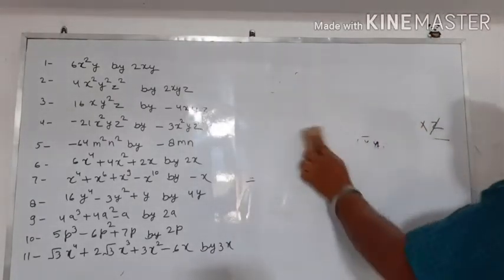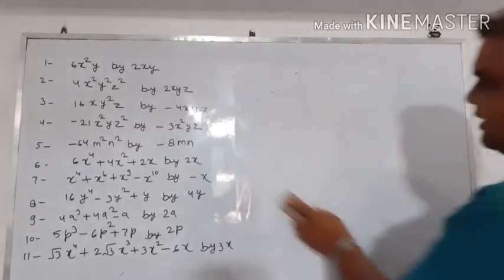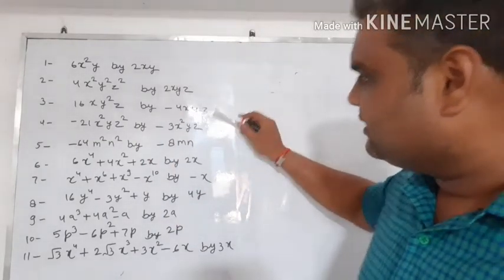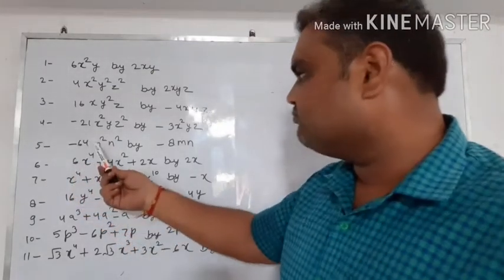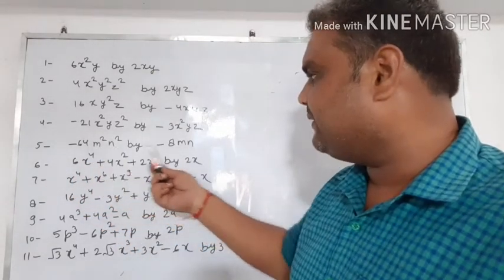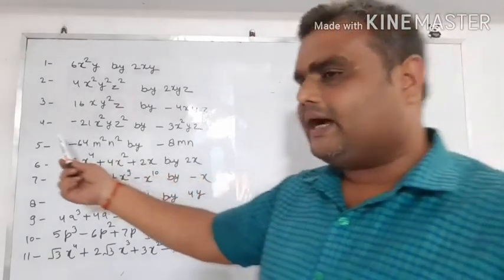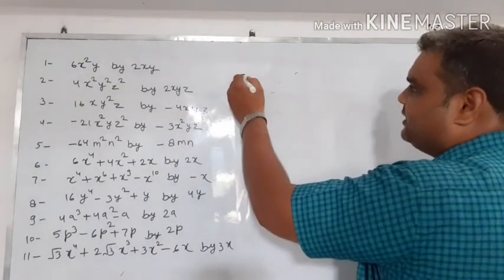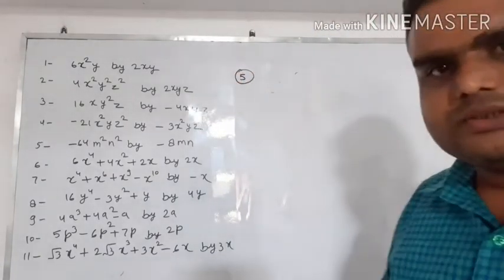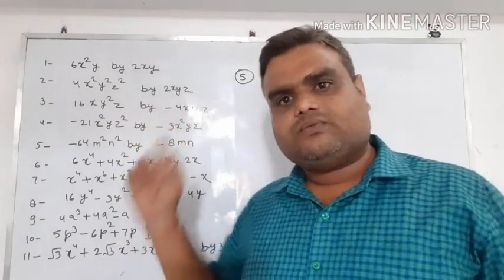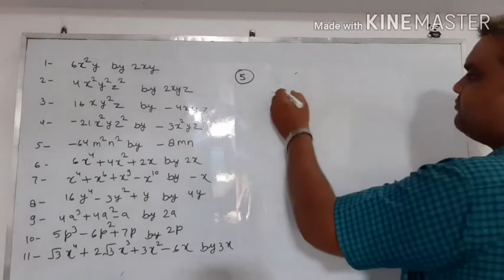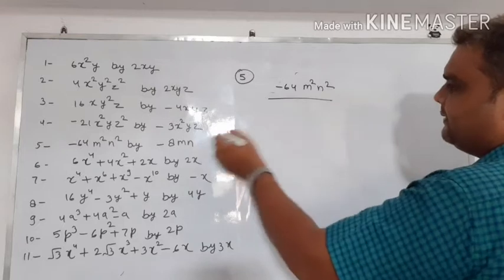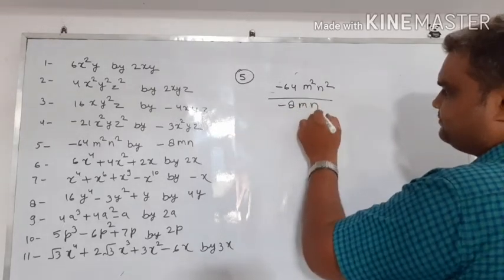Question number 4 is minus 21 x square yz square by minus 3xyz. Similarly, question number 5 is minus 64 m square n square by minus 8mn. Because question numbers 4 and 5 are the same kind of questions, today I will tell you question number 5. Question number 5 is minus 64 m square n square by minus 8mn.